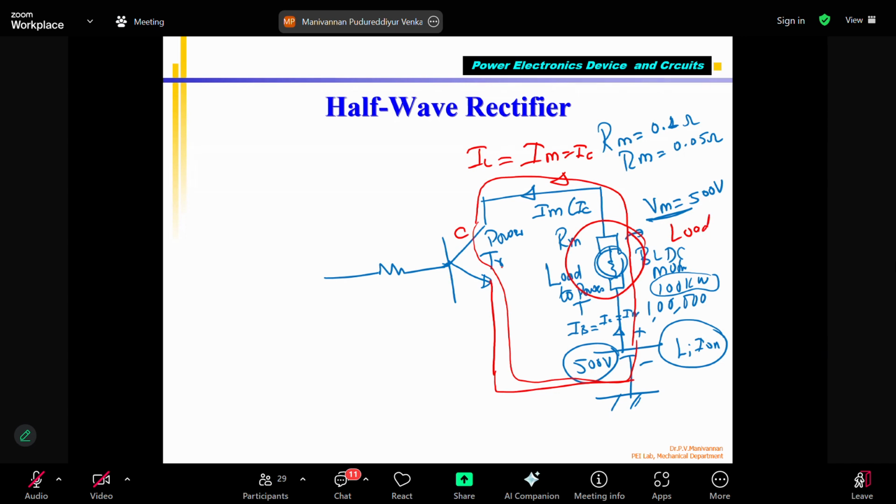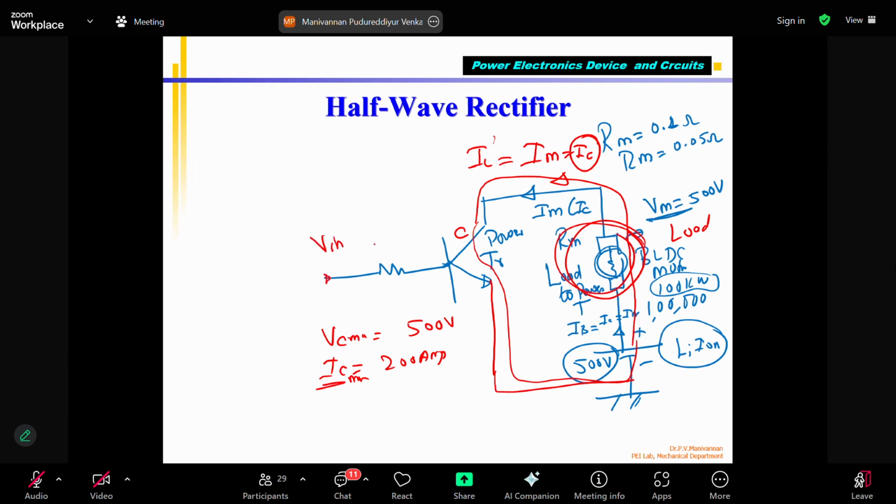So that means I want to control IC. IC needs to be controlled. Correct? Now, how much current IC should be? IC should be equal to 200 amps. You have to select a transistor whose IC max is 200 amps, VC max equal to 500 volts. Okay. Then only it will be able to drive this motor. Then the drive current will be coming.